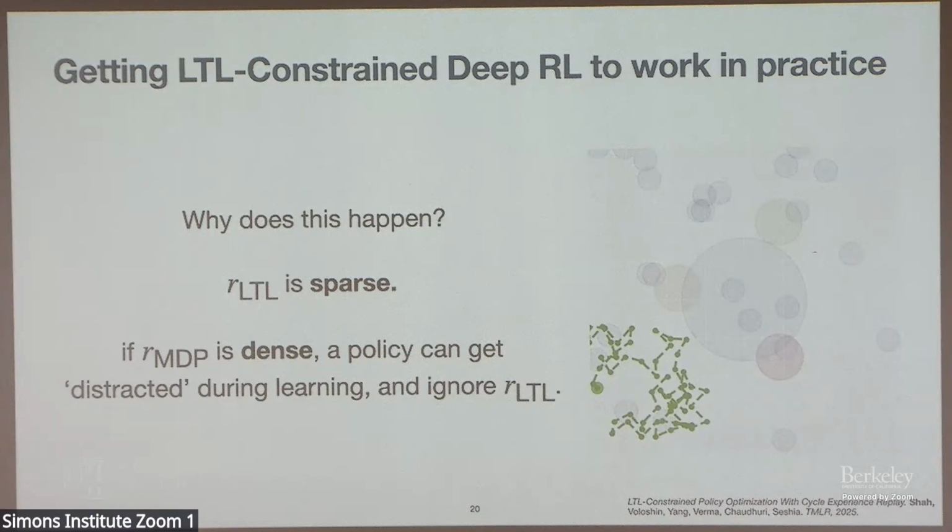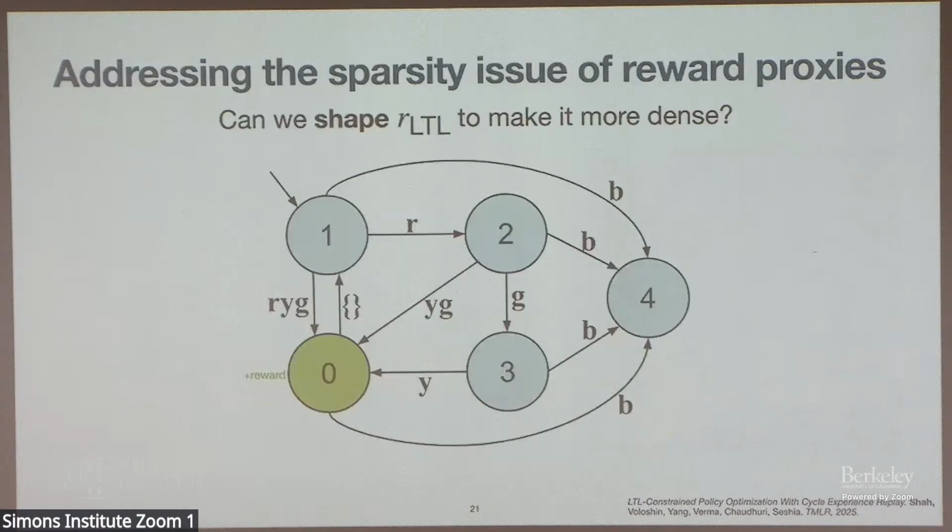And so now we have to think about, okay, in deep RL as practitioners, how do we help fix this problem? So the question then, and a question that I'm sure lots of folks in RL ask in general is, can we shape our reward? Can we make our reward more dense and avoid this sparsity issue?